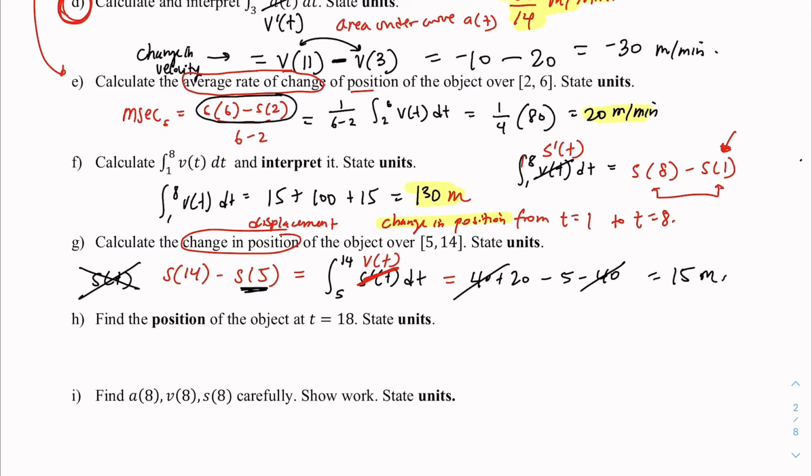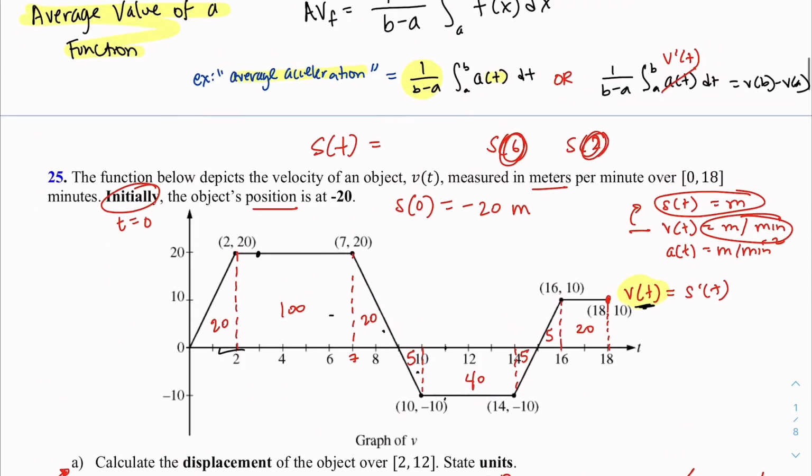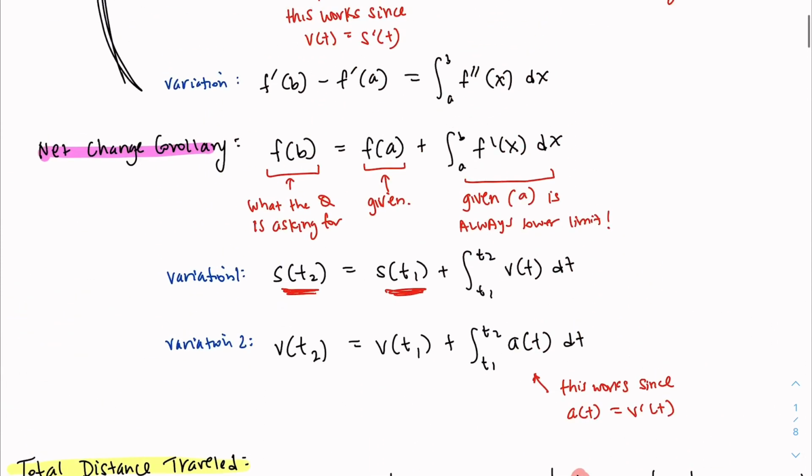Okay, the next question, H, says find the position at time 18. So they want S of 18. As we said before, we do not have the S function. We have to use net change. In this case, we're going to use the corollary. And let's see if you can set it up yourself. So here's what the corollary says.